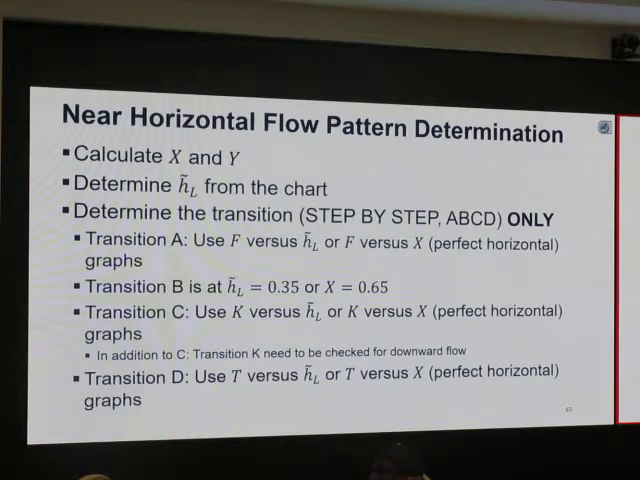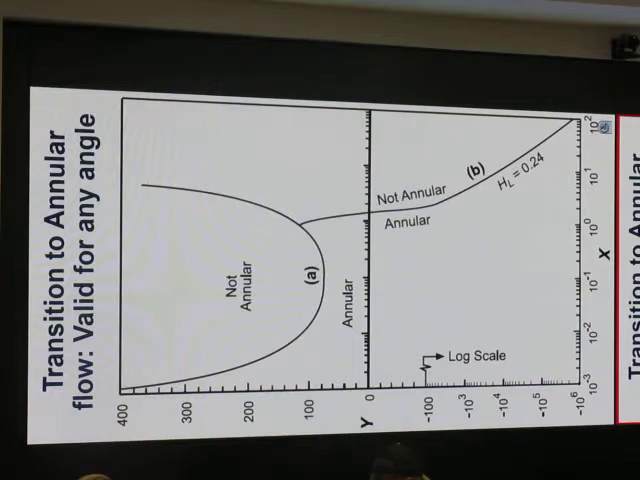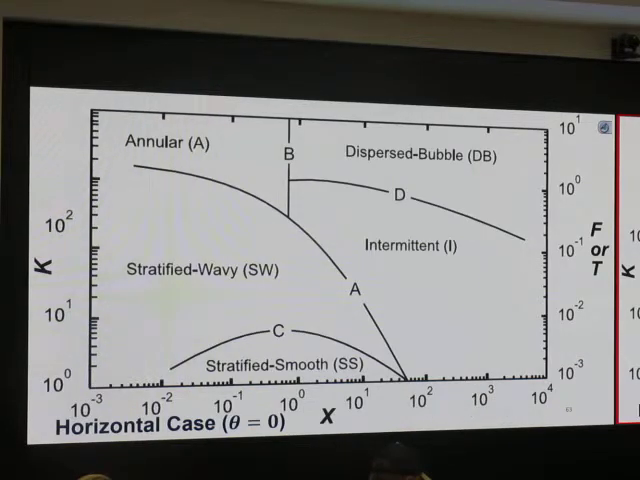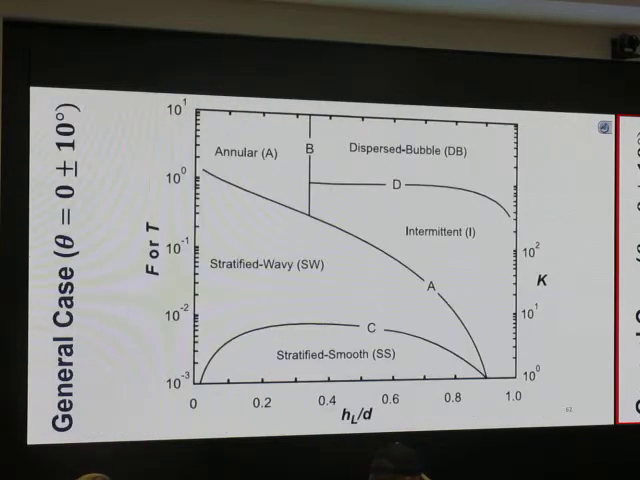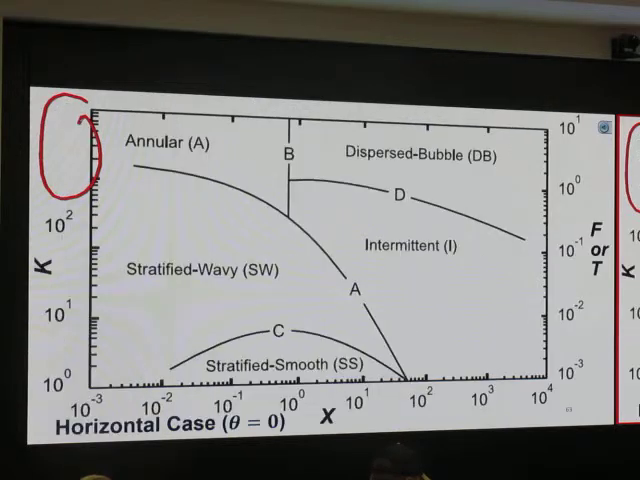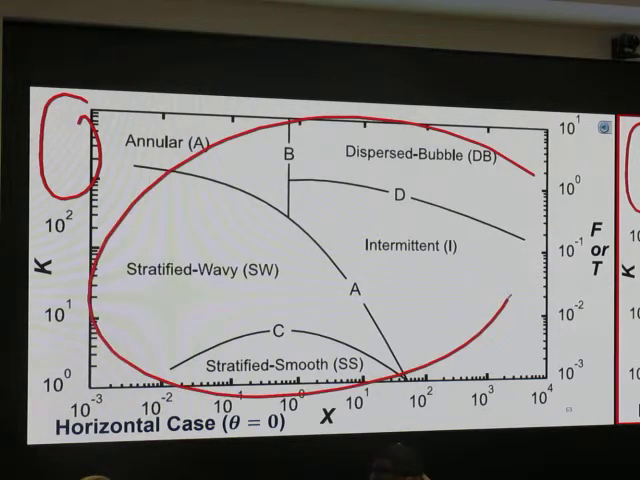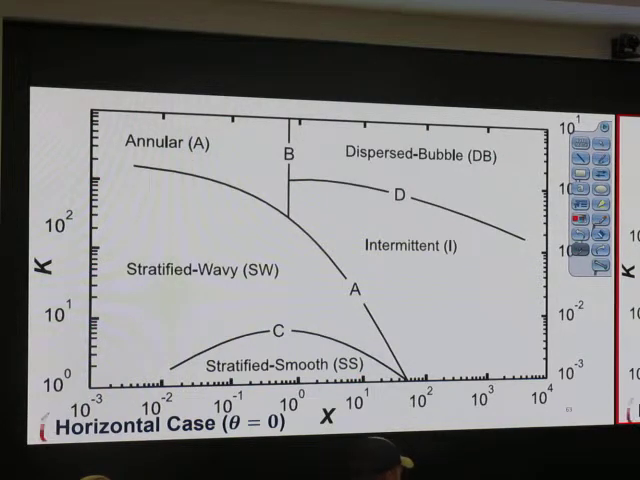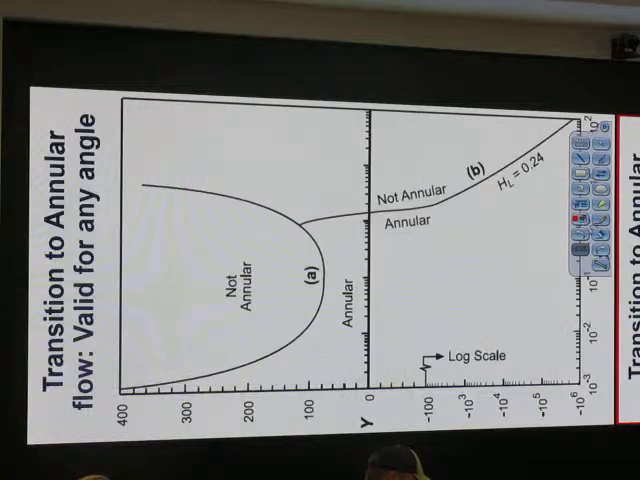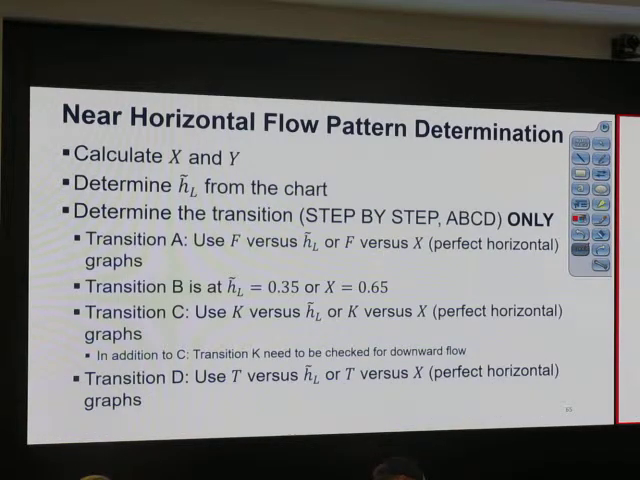Does the other one allow for downward flow? Is it plus minus 10? This is just plus minus 10. Also these two, this is also plus minus 10. This is not even plus minus 10. This has to be perfect horizontal. So by doing this, we get the flow pattern.